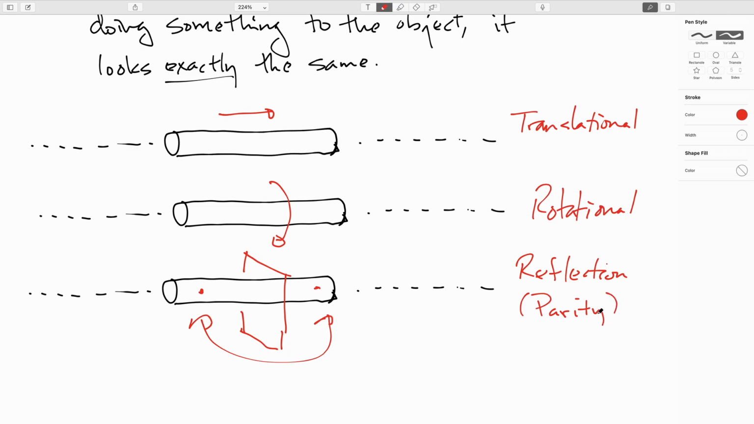We could do it about that axis. Another example here is we could imagine doing reflections about the axis that contains the center line. So we could pick a point here, say, and a point there, and swap them like that above and below the plane. And again, the whole thing would look exactly like itself.